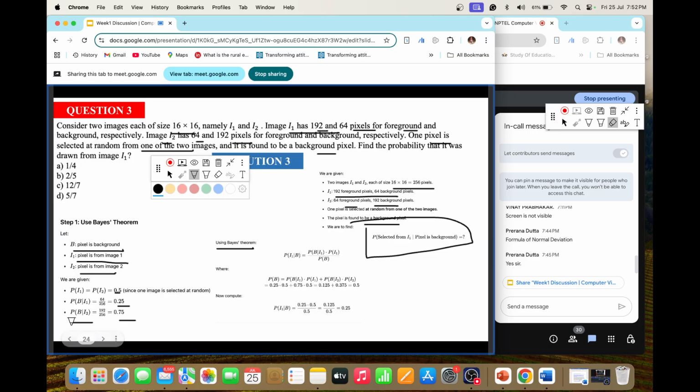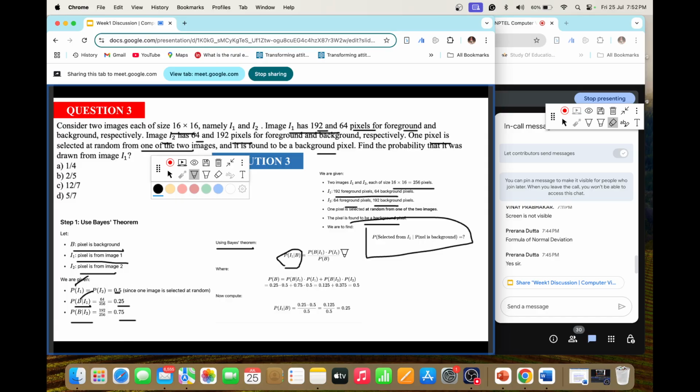Okay, we know P(B|I1), but we do not know P(I1|B), that we need to find out. So how can we find it? P(B|I1) we know, P(I1) we also know, divided by P(B).